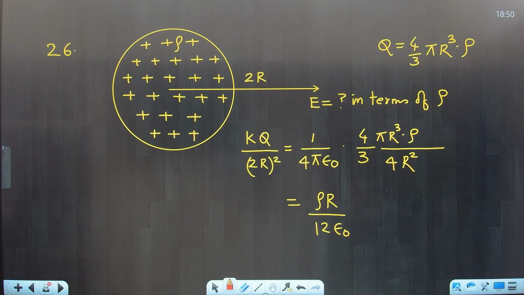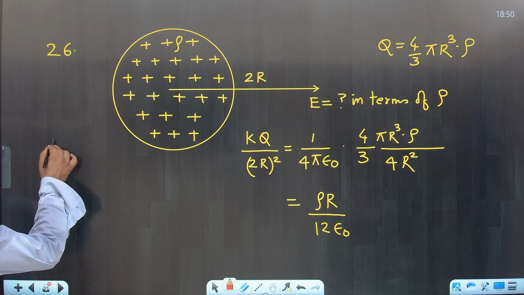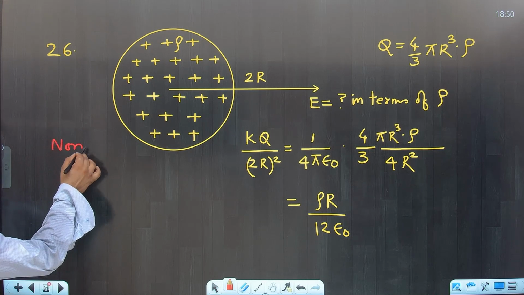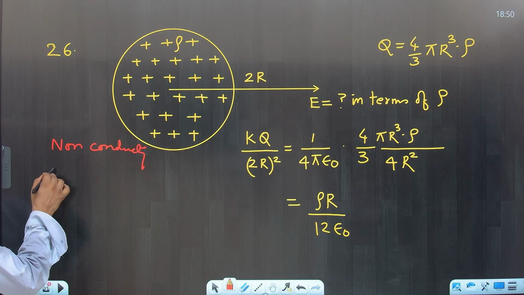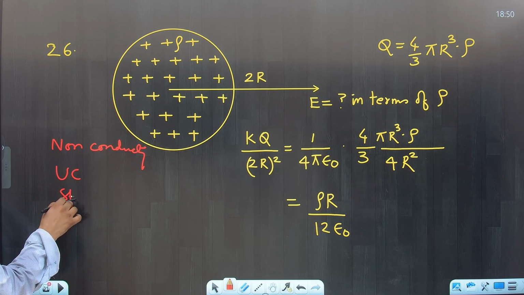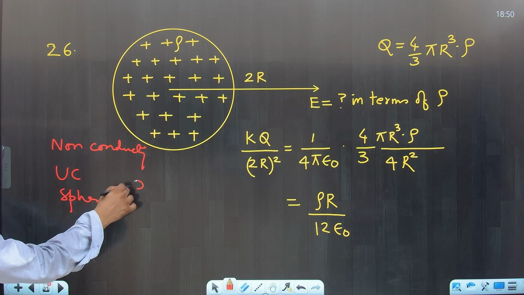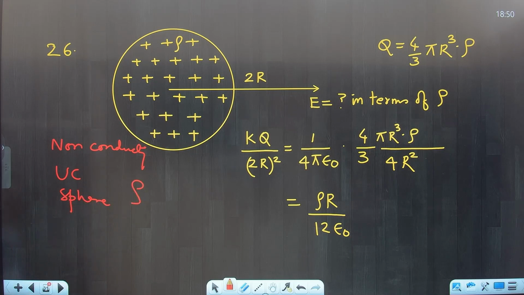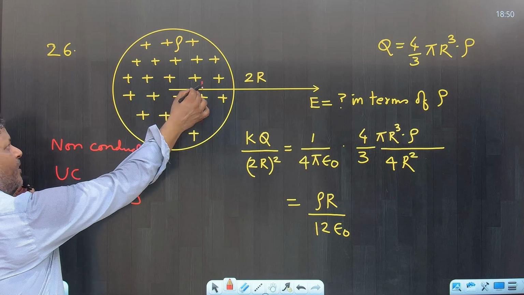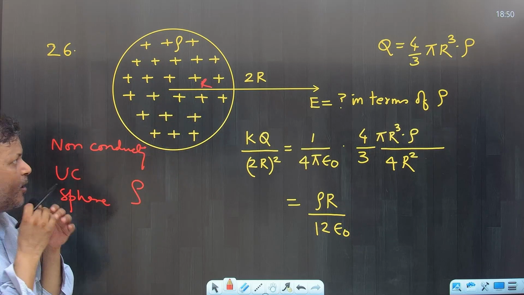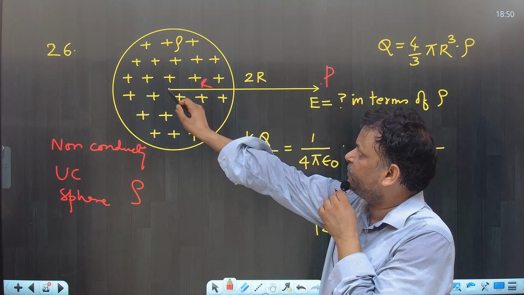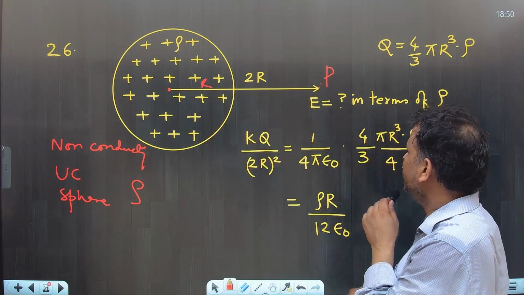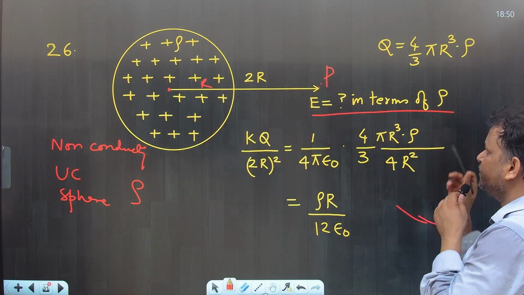And this is a very, very interesting question. This is a non-conducting, obviously, non-conducting uniformly charged sphere, you are putting charge inside the sphere, having volume charge density rho, right? And the radius of the sphere is r. There is a point P outside. The location of this point P is at a distance 2r from the center.